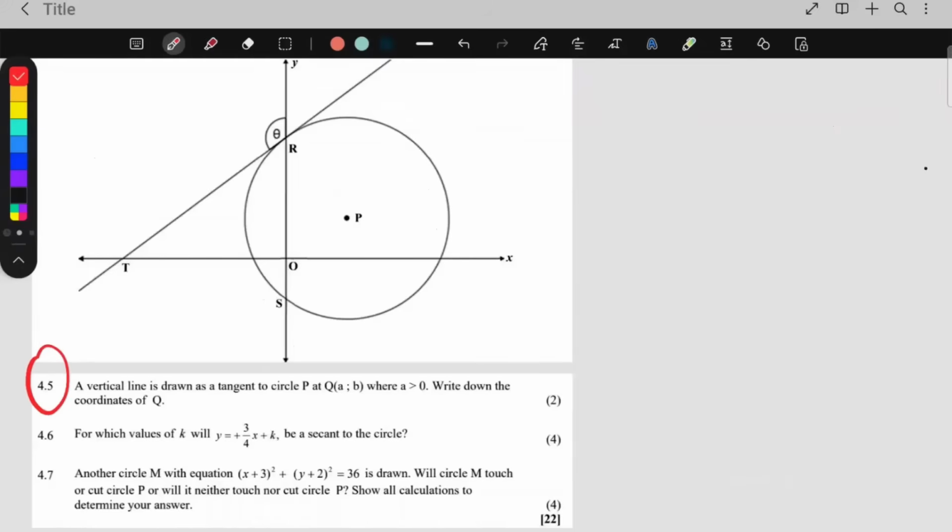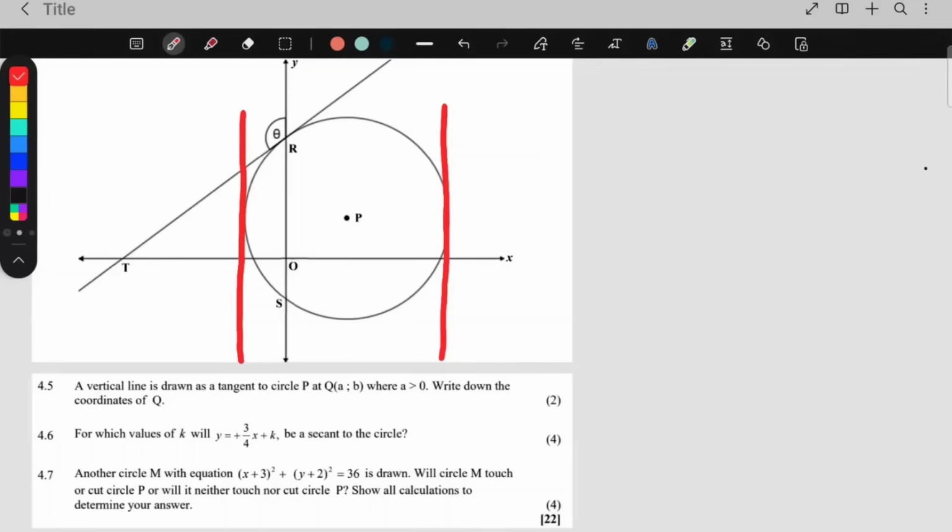Let's look at 4.5 of this question. It says a vertical line is drawn as a tangent to the circle P. So this circle is called circle P. That's just the name of the circle. So now we are drawing two vertical lines. Do you agree the one line will go there and the other line will go there if it's tangents?